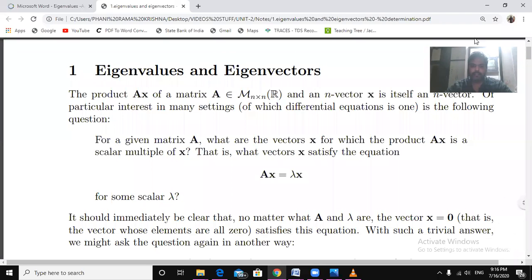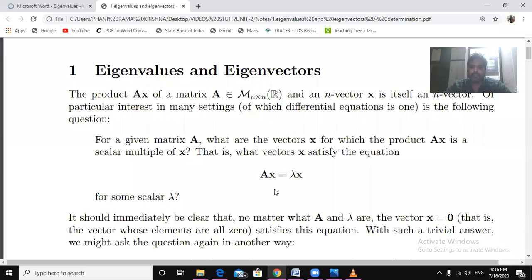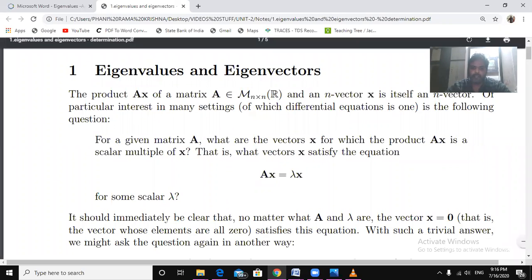Welcome back. In this video, about Unit 2 of Linear Algebra and Differential Calculus, we are going to look at a topic called eigenvalues and eigenvectors. The classic definition of eigenvalue and eigenvector is Ax equals lambda x. We will come back to this definition again.